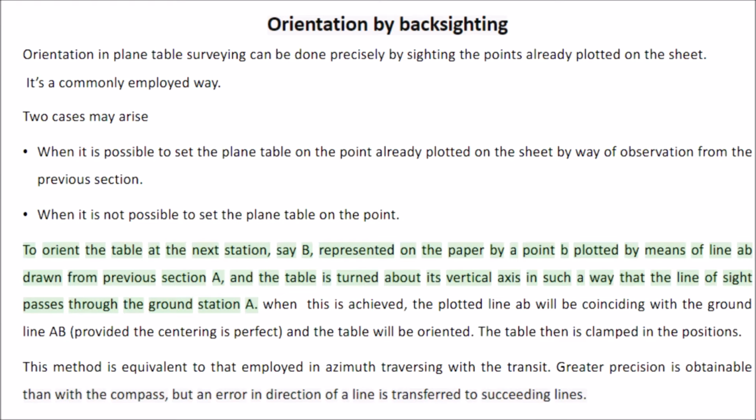To orient the table at the next station, say B, represented on the paper by a point b plotted by means of line ab drawn from the previous station A, the table is turned about its vertical axis in such a way that the line of sight passes through the ground station A. When this is achieved, the plotted line ab will coincide with the ground line AB, provided the centering is perfect, and the table will be oriented. The table then is clamped in this position. This method is equivalent to that employed in azimuth traversing with a transit. Greater precision is obtainable.